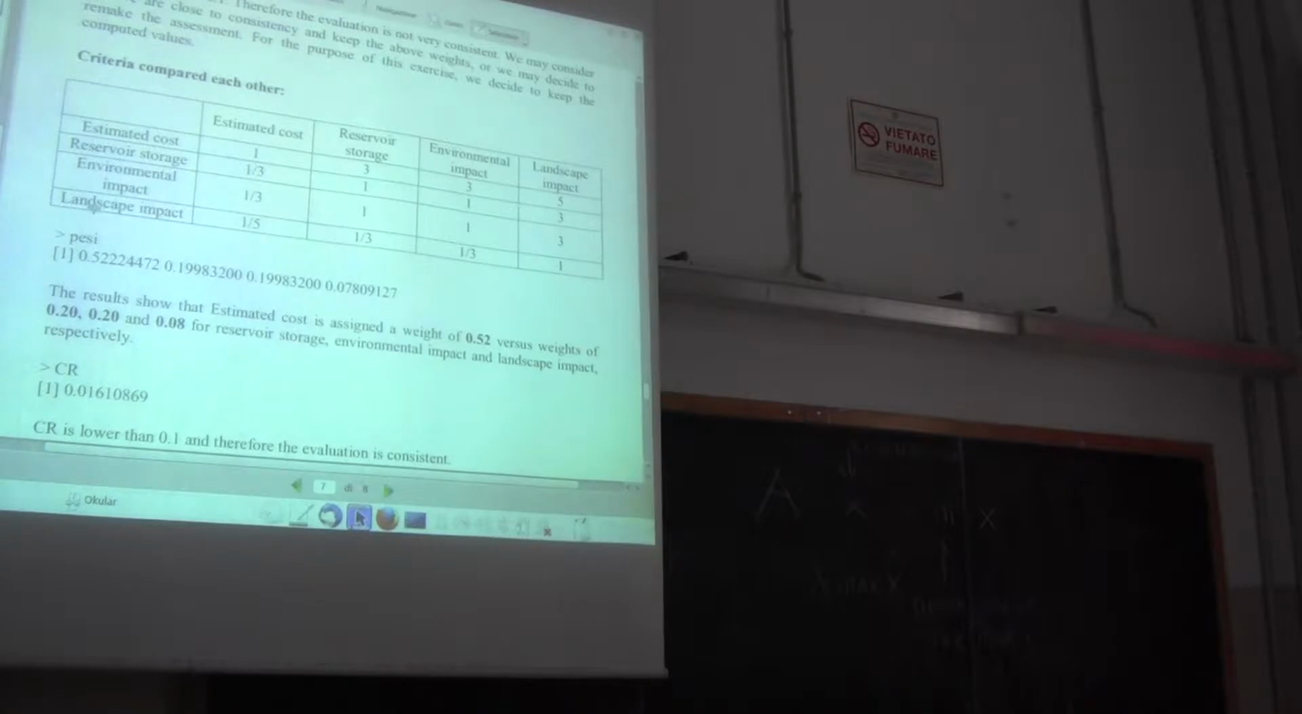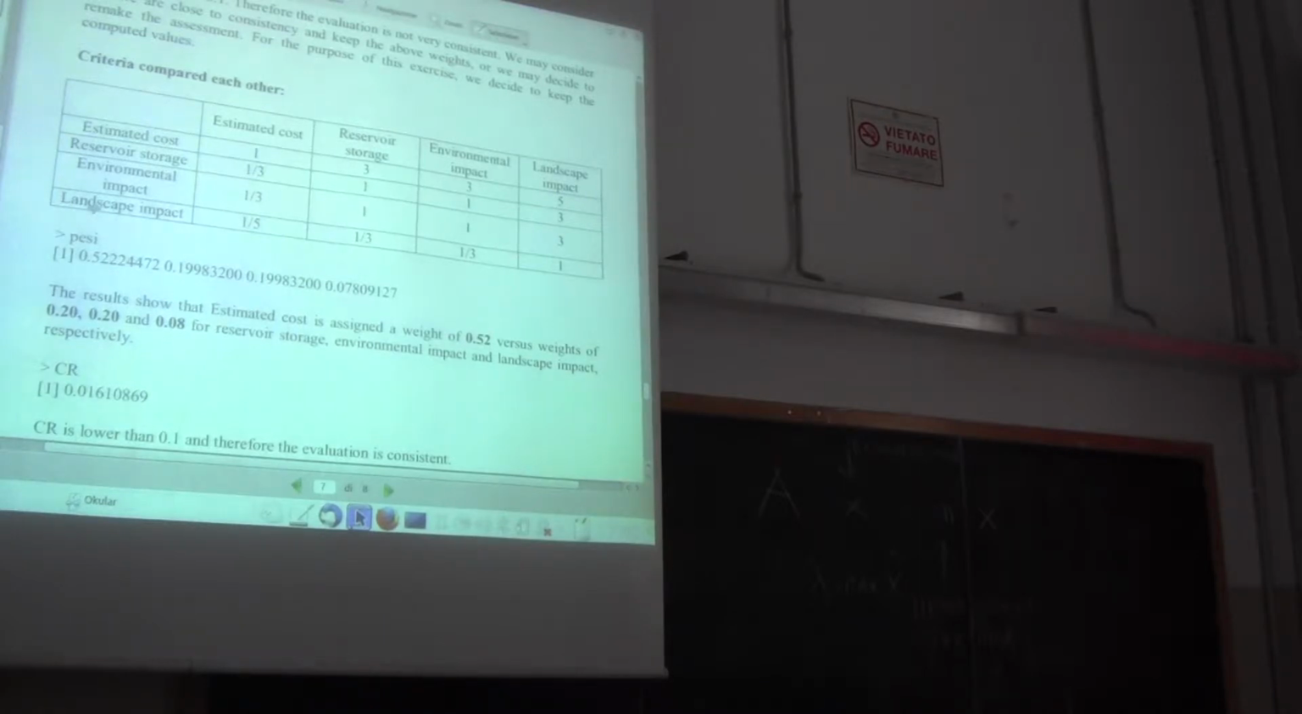And basically, of course, depending on the stakeholder, you get different evaluations. What I did here is to consider that the cost is moderately more important than the reservoir storage and the environmental impact. And the cost is much more important, strongly more important than the landscape impact.